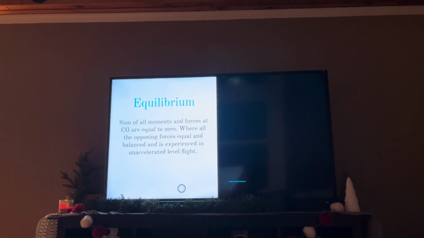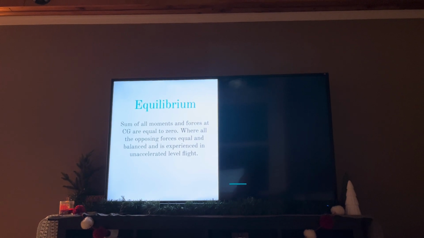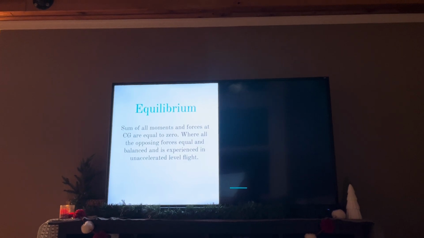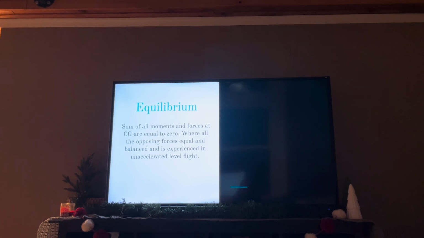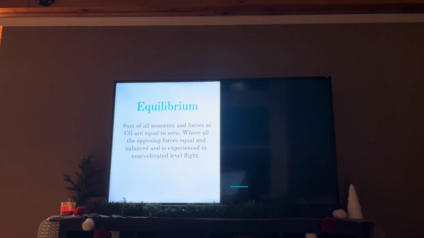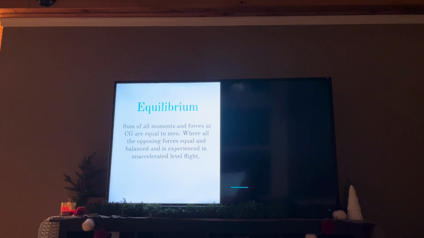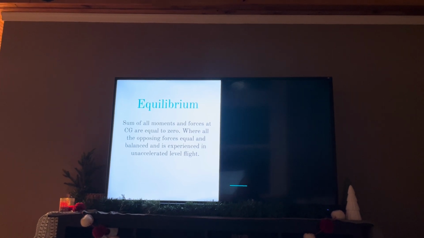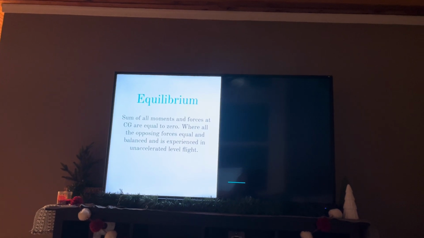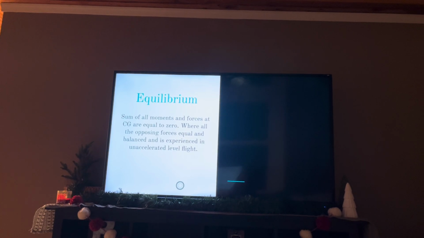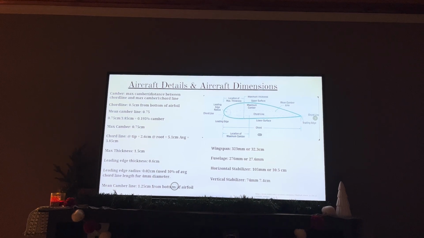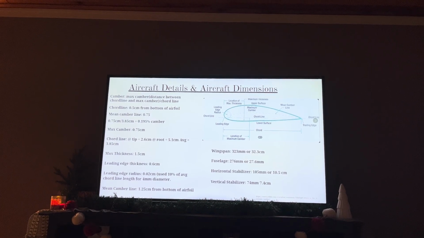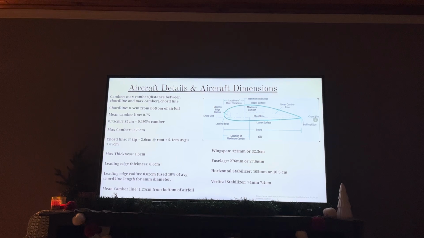Equilibrium. I was a little confused by the PowerPoint instructions on what was really being asked for this slide, so I just went ahead and put, basically in my own words, the definition of equilibrium. Equilibrium is when the sum of all moments and forces at the center of gravity is equal to zero, where all the opposing forces are equal and balanced, and it is experienced in unaccelerated level flight. All right, and here are my aircraft details and aircraft dimensions. I'll leave that up and won't talk my way through it, and then we're just going to get ready for the throw.